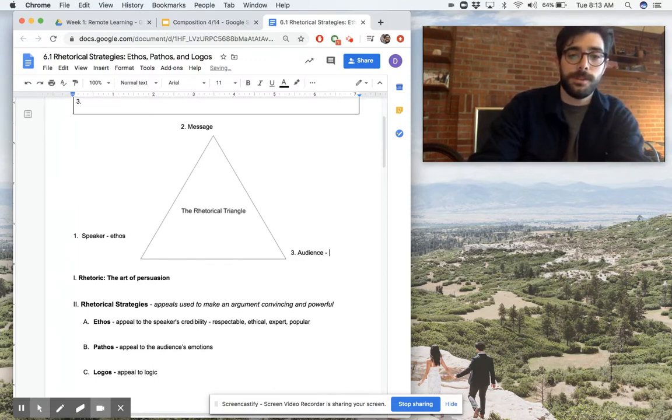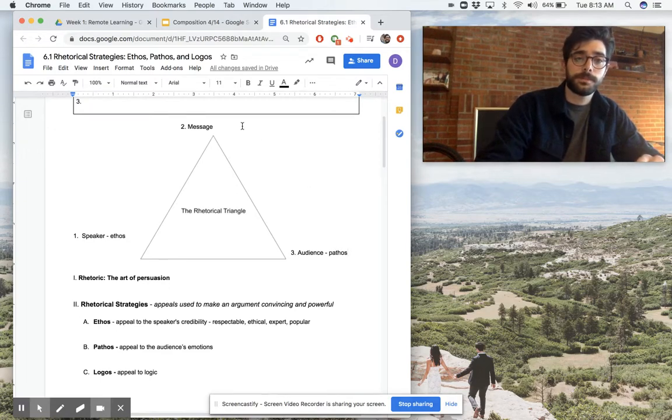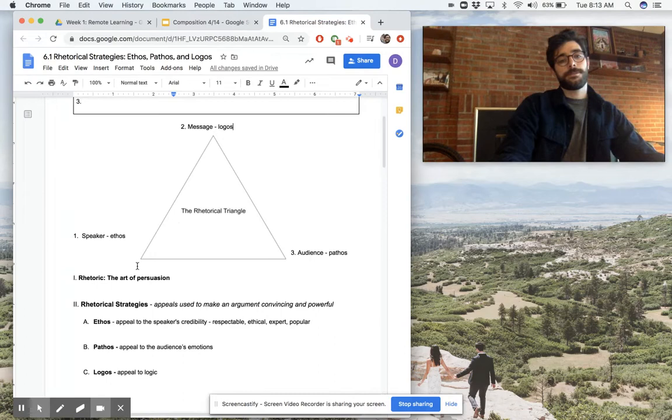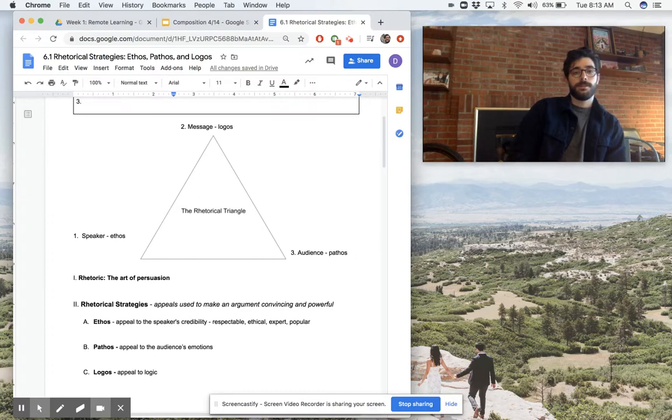And so pathos is most directly connected to the audience's emotions. Then lastly, logos and message are connected. The actual message has logic to it. And so different rhetorical strategies connect to different aspects of that triangle. Anytime you give a speech, you're probably drawing upon multiple aspects of the rhetorical triangle using different rhetorical strategies. But today we're just going to focus on each strategy one at a time as an introduction.